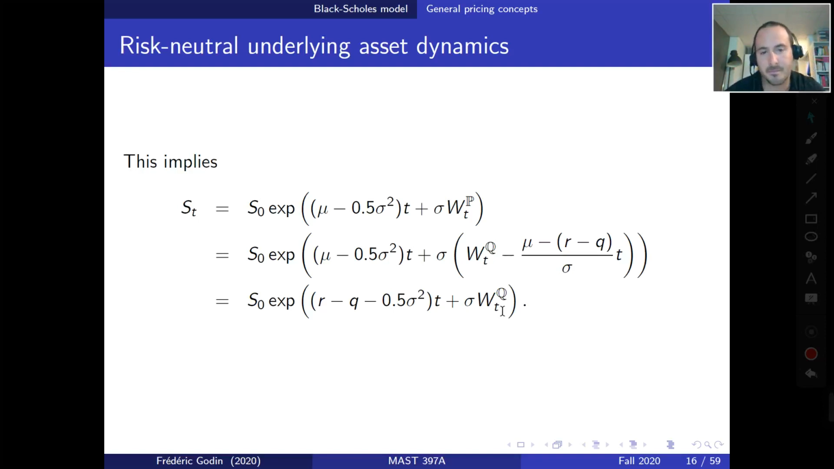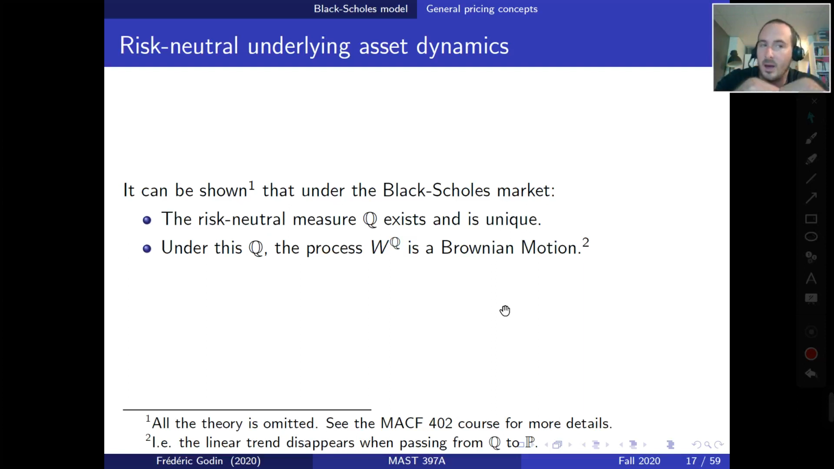However, it can be shown, again, let's omit all the theory. If you want to know more about this, you can follow the MACF2 course, which is a more advanced financial mathematics course. But it can be shown that in our Black-Scholes market, that risk neutral measure, well, it exists, and moreover, it's unique. Okay, so there's only a single possible risk-neutral measure we can use to price options. And furthermore, under this risk-neutral measure, the process WQ is a Brownian motion.